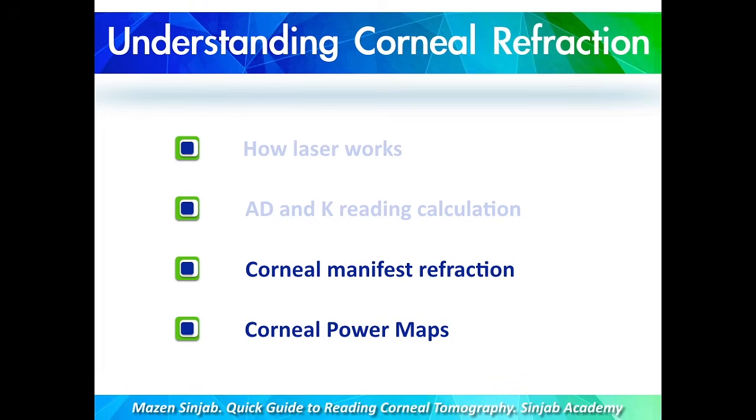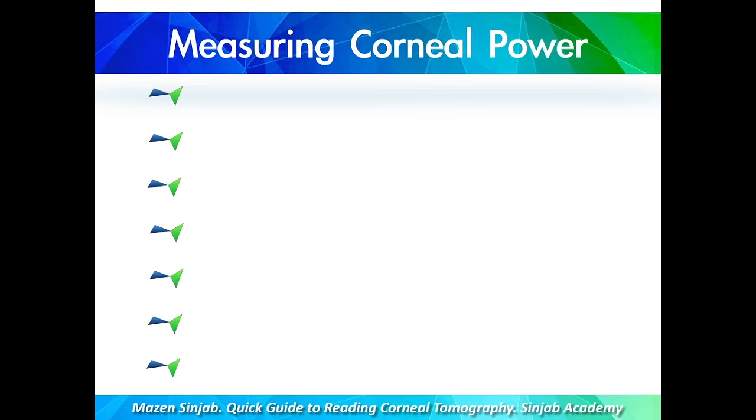In the last video, Part 3, I discussed how laser works and how to calculate ablation depth and K readings. In this Part 4, I will discuss corneal manifest refraction and corneal power maps. Actually, these two topics are related to each other, so they will be presented together. We will start with the means of measuring corneal power.